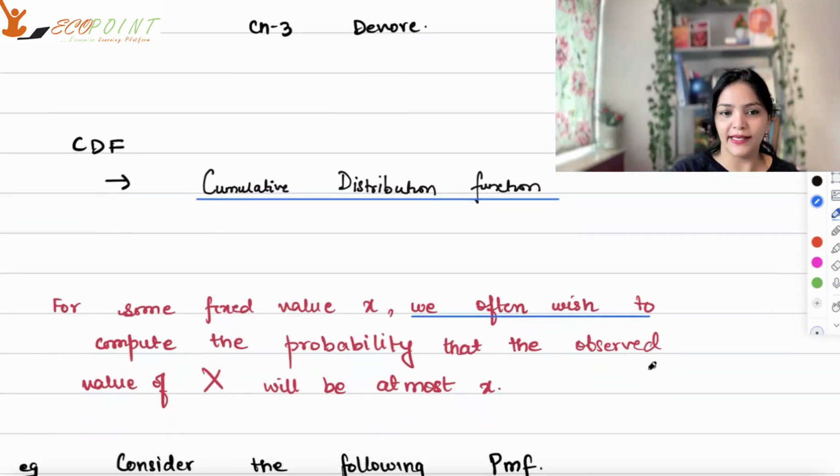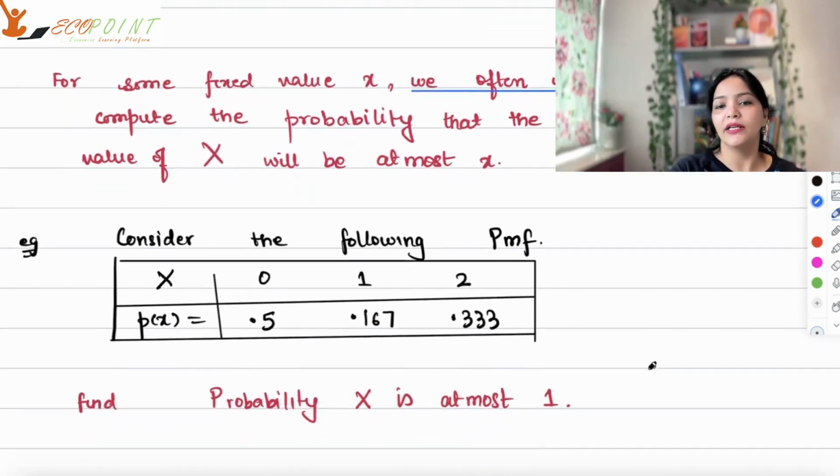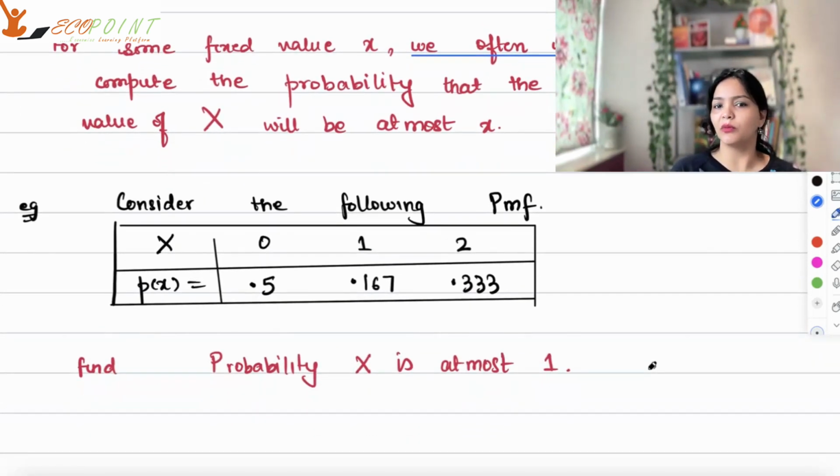Let me take you through an example to simplify everything. Consider the following PMF. Suppose you have a probability mass function. X is taking three values 0, 1, 2, and it is taking the values with certain probability: 0 with 0.5, 1 with 0.167, 2 with 0.333. And say you are interested in figuring out what is the probability x is at most 1. At most 1 means that at the maximum x is 1. That is, x is less than or equal to 1 always.